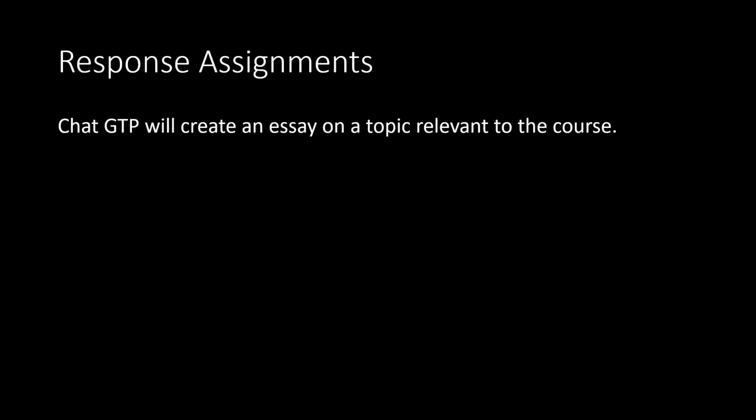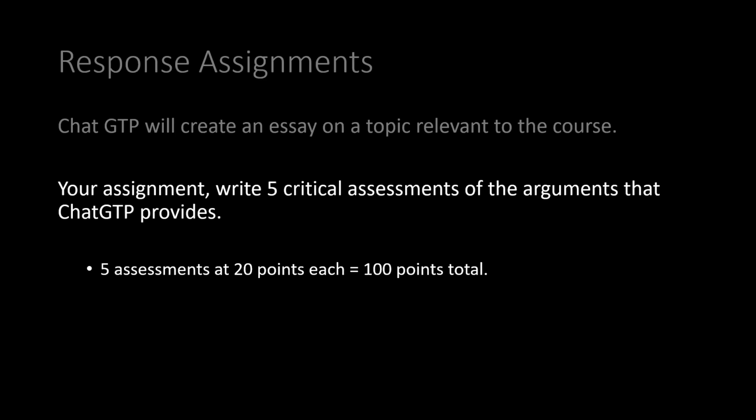For a response assignment, I'm going to ask ChatGPT to write an essay on some topic relevant to this course. For example, I may ask ChatGPT to write an essay on capital punishment. I will show you ChatGPT's answer to my question and then ask you to assess its answer. Your mission will be to assess 5 arguments found in the ChatGPT response. You may seek to either criticize or to defend any of those arguments. 5 assessments at 20 points per assessment will equal 100 total points for the assignment.